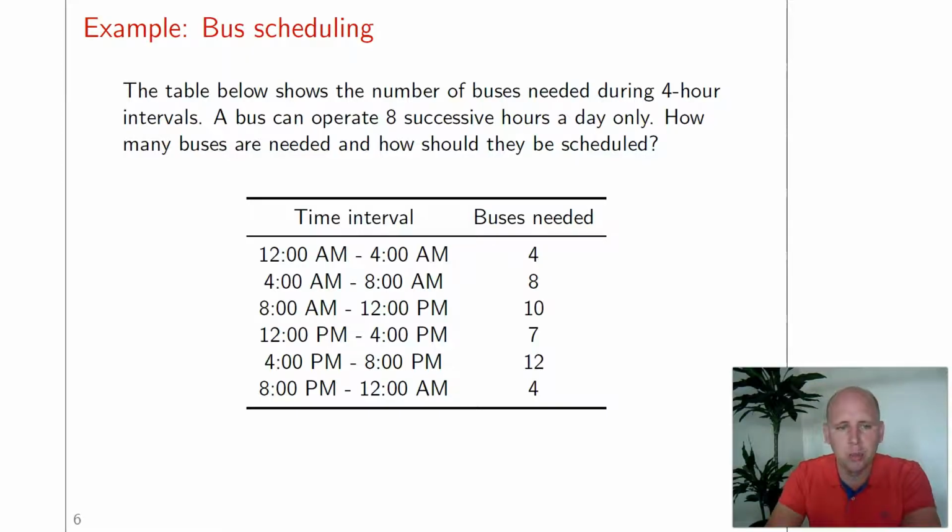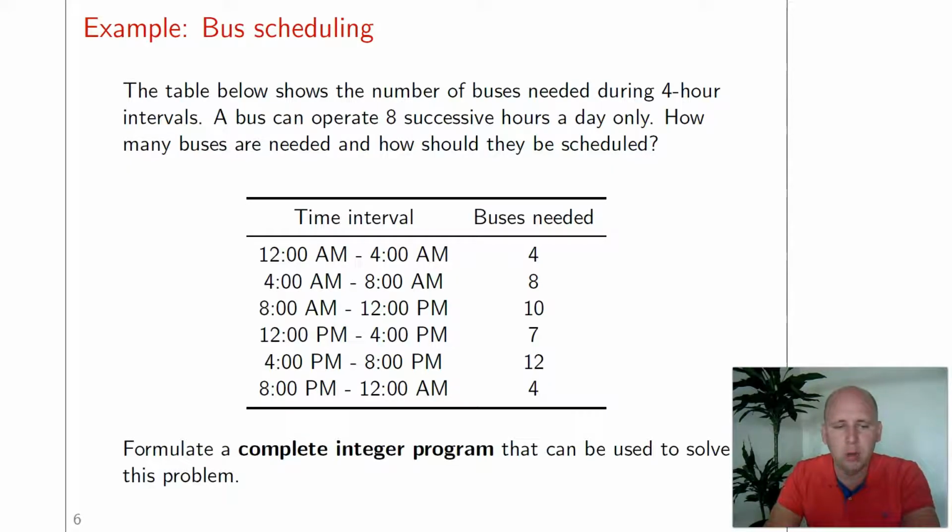And we would like to determine the minimum number of buses that is needed in order to have enough buses available during each time interval. We are going to formulate this problem as an integer program. And then after that we will implement it in Excel, and then we use the Excel solver to determine an optimal solution. So the minimum number of buses needed and how those buses should be scheduled.